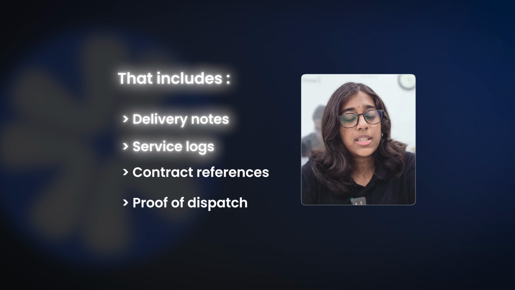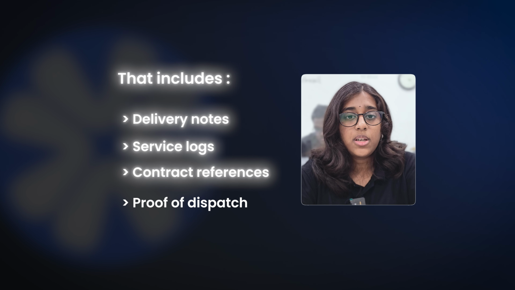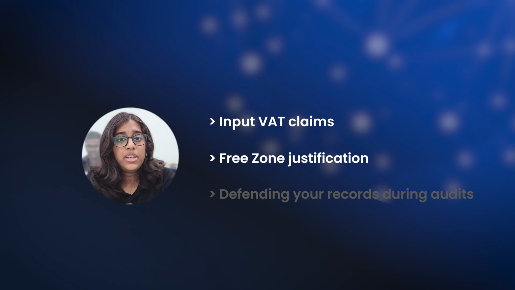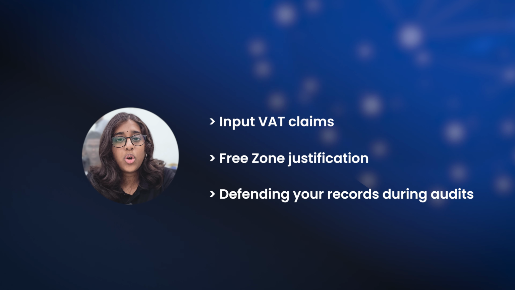Now let's talk about attachments and supporting evidence. While BIS 3.0 allows attachments, they're often skipped. On the other hand, PINT-AE encourages them. This includes delivery notes, service logs, contract references, proof of dispatch. These aren't just nice to haves, they're essential for input VAT claims, free zone justification, and defending your records during audits. You also must ensure your systems can automatically attach these files at the right stage. So, what does all of this mean for you?